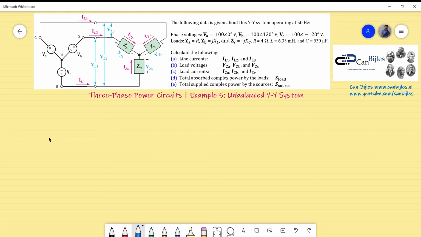This is our example number 5. In this example we will look at a different situation. We have an unbalanced Y-Y system, so we have an unbalanced power circuit.